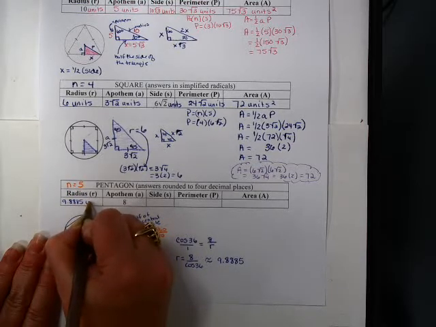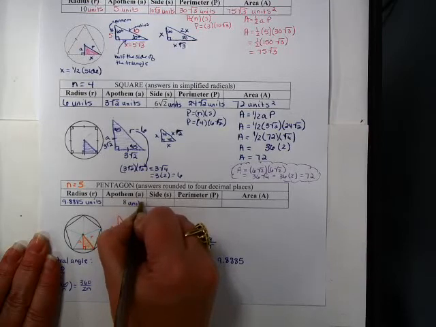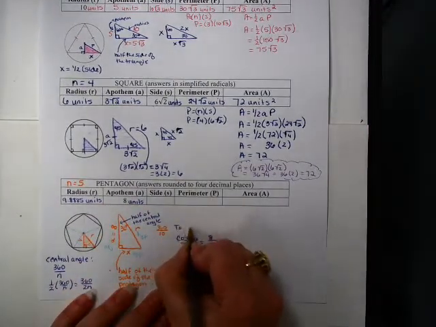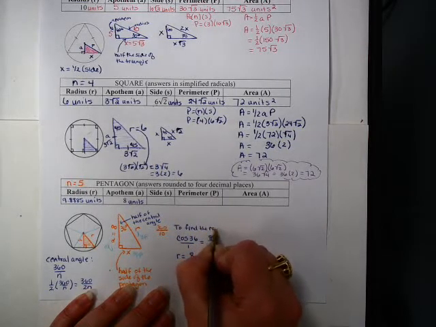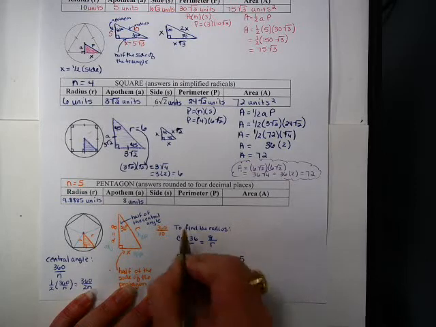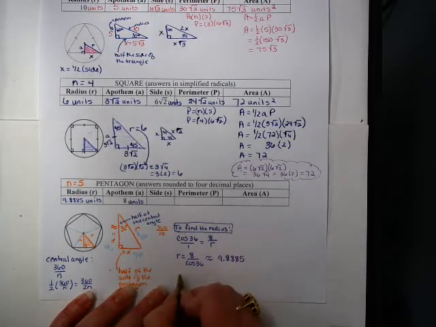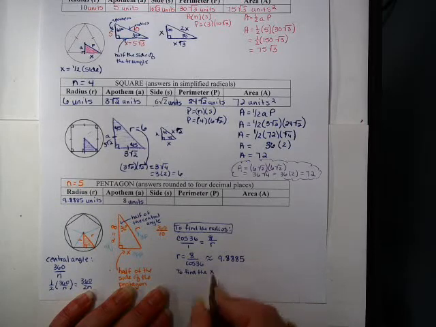9.8885 units. And this problem is 8 units. Now I need to find my side. Okay, so this was to find the radius. That's what you do. Now we're going to find the x, remember, which is half of the side.